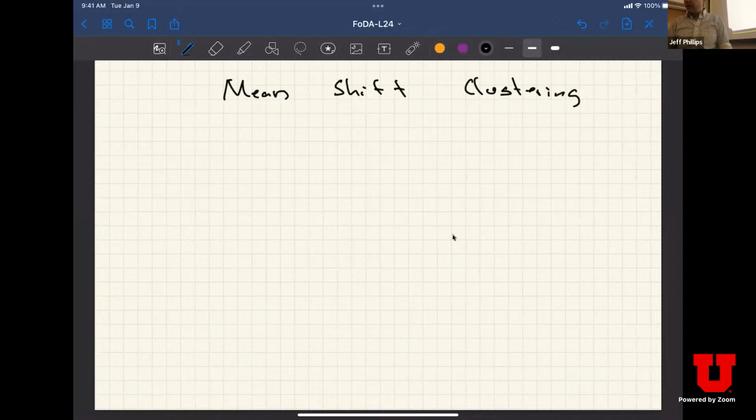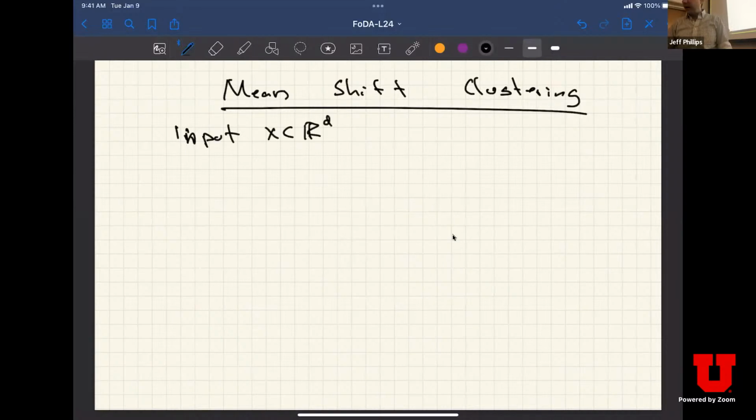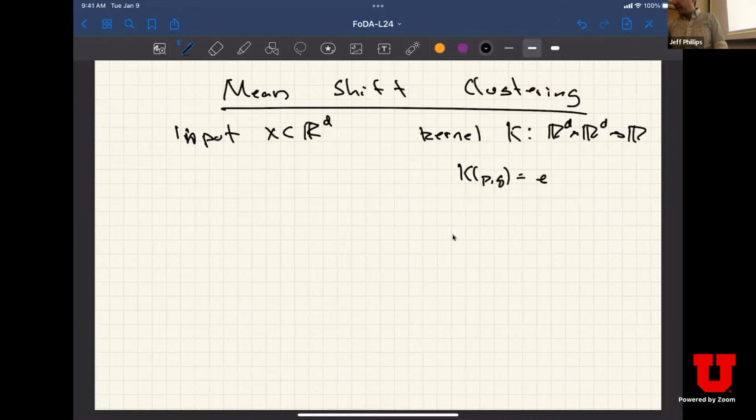Okay, this takes as input X in R^d and a kernel, which is going to be a function from R^d cross R^d. Typically we'll use the Gaussian, so it's going to be e to the negative (p minus q) squared, and there might be some standard deviation, typically not a covariance version of this. It does not have a parameter k, the number of clusters. You do not tell it the number of clusters. The only real parameter you have here is the standard deviation of this.